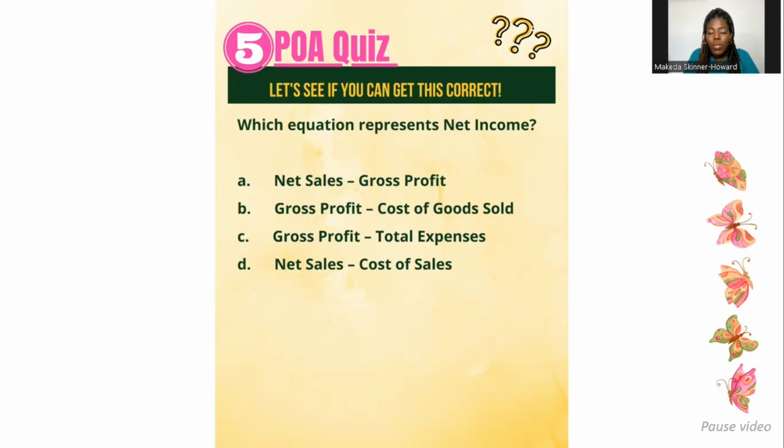Which equation represents net income? So what they're asking you here is, which one of these equations will give you net income? Net income is also known as net profit or profit for the year. So how do we get our profit for the year? Do we take net sales and minus gross profit from it? No. Do we take gross profit and minus cost of sales from it? No. Or cost of goods sold from it? No. Do we take our gross profit and minus our total expenses? Yes. Net sales minus cost of sales, that is not going to give us our net income. That is going to give us our gross profit.